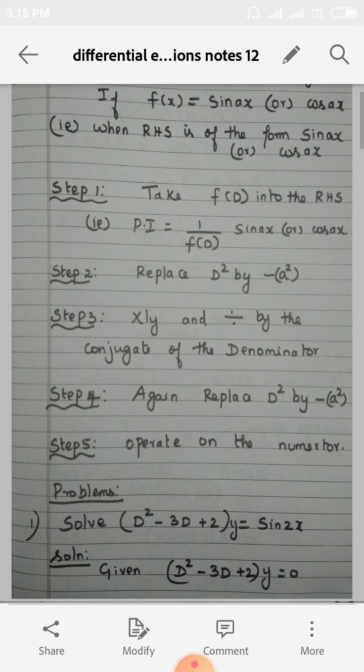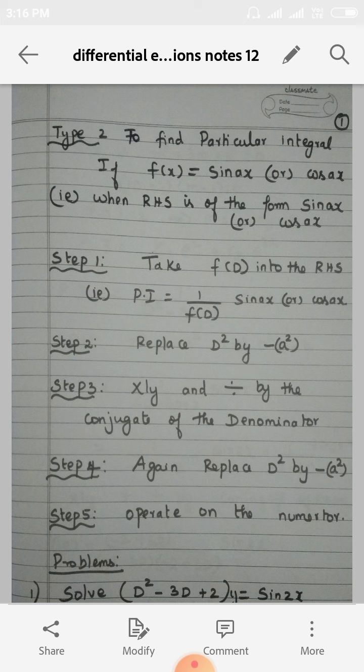Step 2, we have to replace D square by minus a square. Minus a square, not minus a the whole square. If we put minus a the whole square, minus square becomes plus. But here we have to substitute only D square is equal to minus a square, a alone squared. Okay. And step 3, you have to multiply and divide by the conjugate of the denominator. And step 4, again replace D square by minus a square. Step 5, operate on the numerator. So this is the working rule for type 2, that is, the function f of x is equal to sine ax or cos ax. Now see the problem.